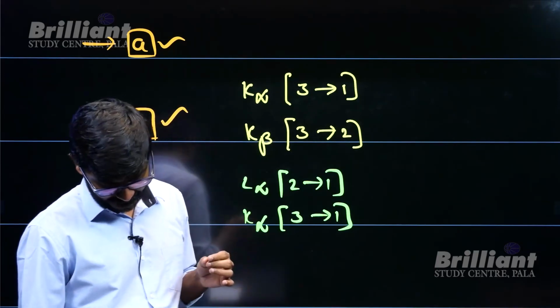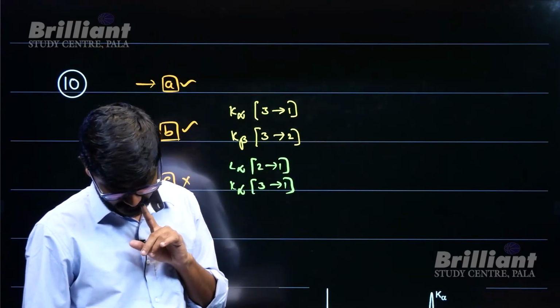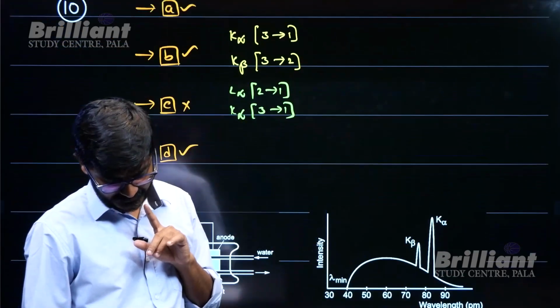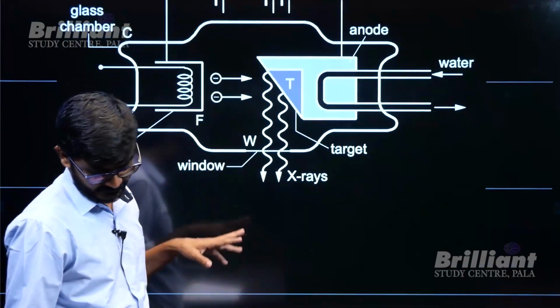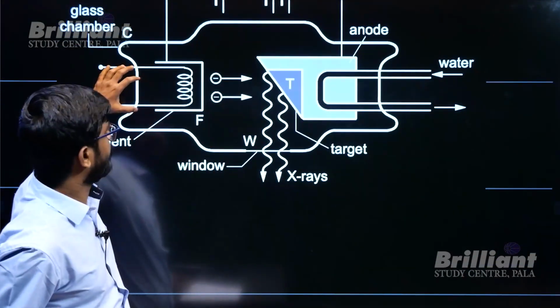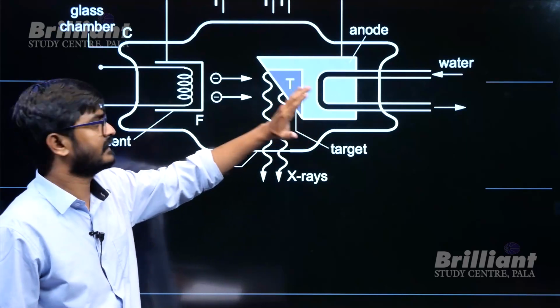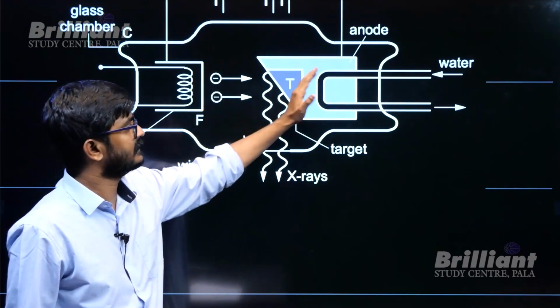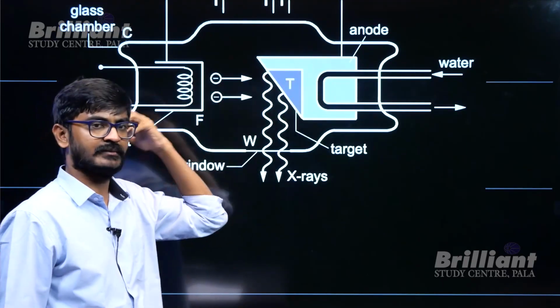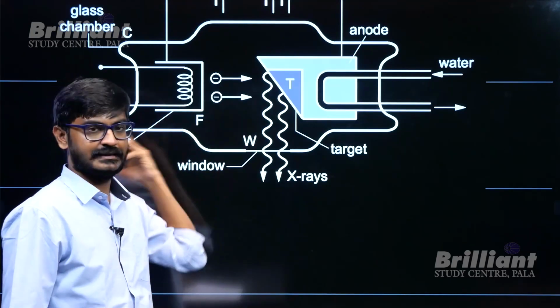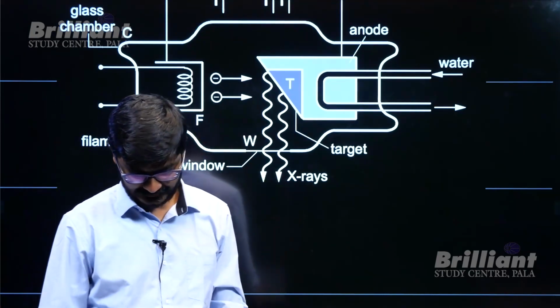Increasing the filament voltage in a Coolidge tube will increase the intensity of X-rays. When you increase the filament voltage here, the number of electrons coming out will increase. If the number of electrons coming out is increasing, then after hitting, the number of photons coming out will increase. So the energy or intensity will be increasing.